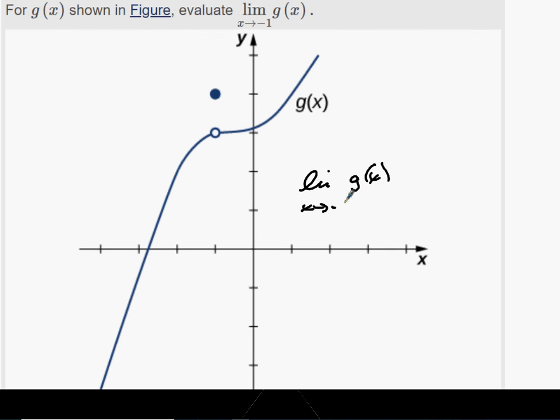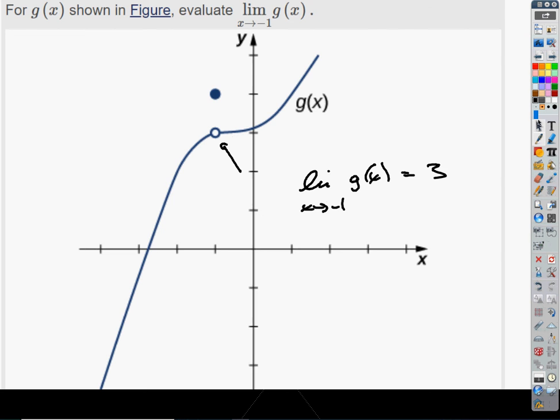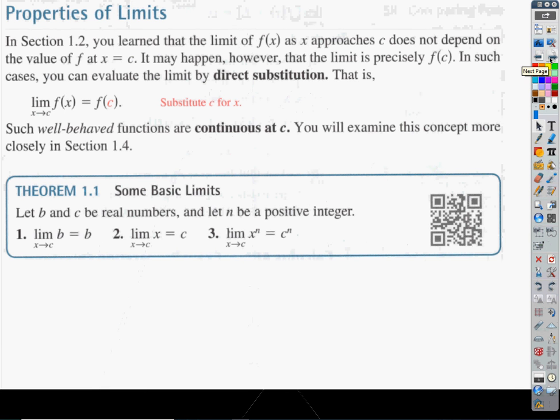Good. Because that's the value that the ant anticipates stepping on, right? Good. Okay. So some properties of limits here.